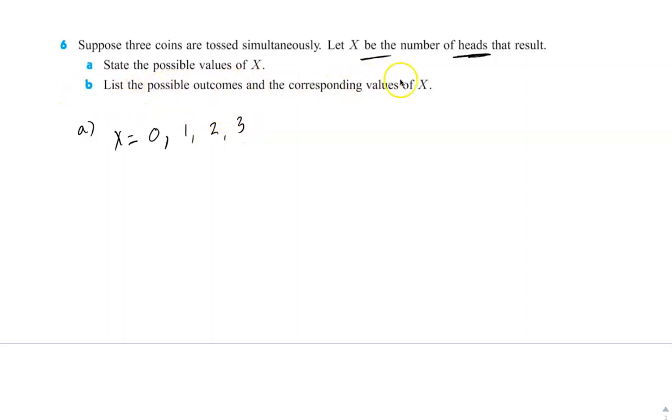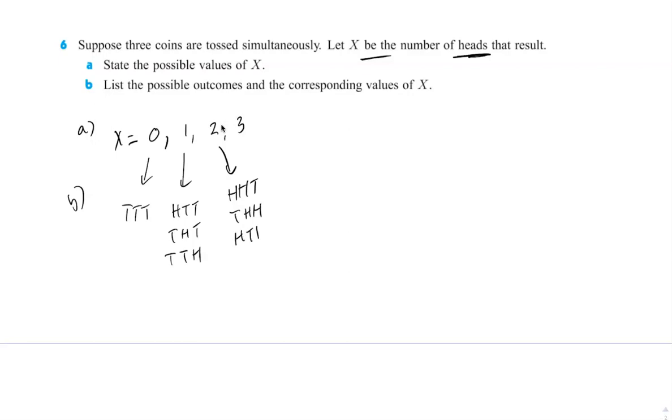B, list the possible outcomes and the corresponding values of X. So how do you get each of these outcomes? Well, if I got no heads, that means I got all tails. If I got 1 head, that means you got only 1 head and 2 tails, in any of those combinations. If I got 2, that means you got 2 heads: head, head, tails, or tails, head, head, or head, tails, head. So there are 3 different ways to get that. And then what if you get all heads? Head, head, head. And there we go.